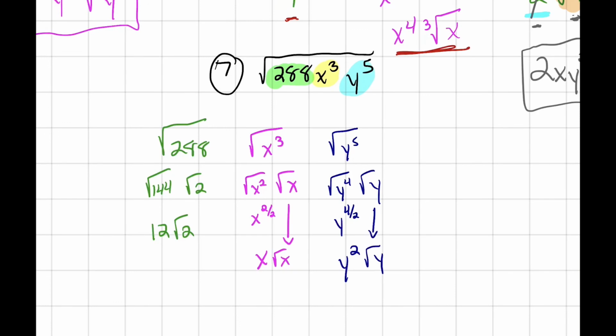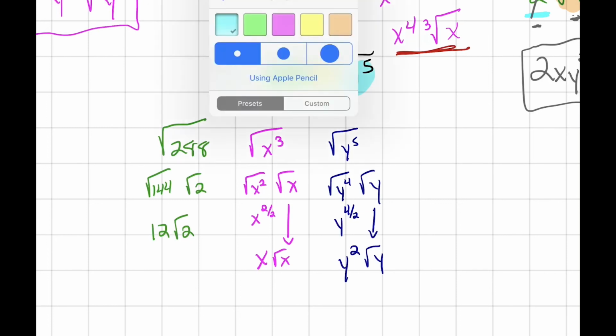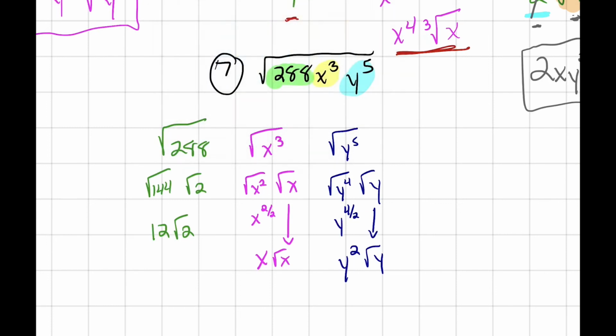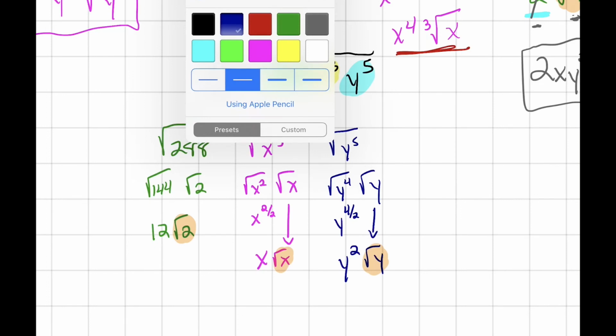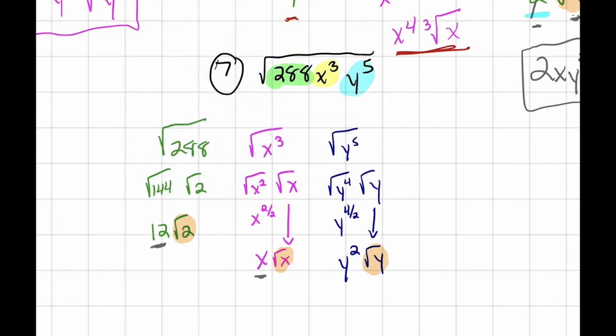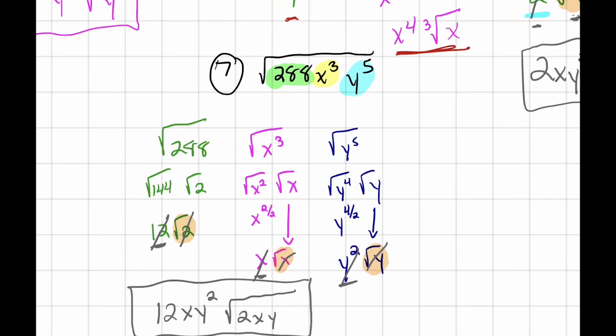Now it's time to write our answer in final form. So note that we have a square root of 2, we have a square root of x, we have a square root of y all inside the radical. But we start with our pieces that are outside the radical. That's 12, x, and y squared. So I start there, 12x y squared. I've used those pieces. Then I create one big radical, and then I do 2, then I do x, then I do y. And now you've gotten your final answer.